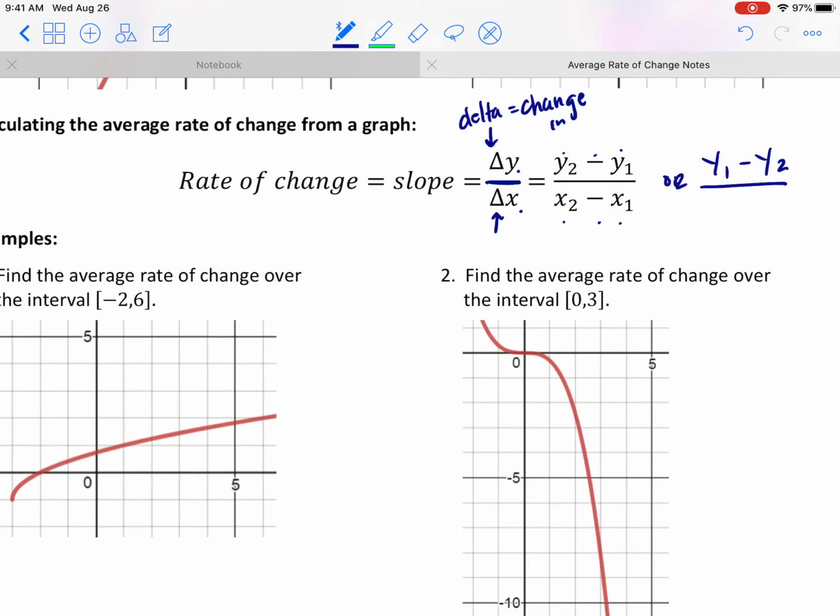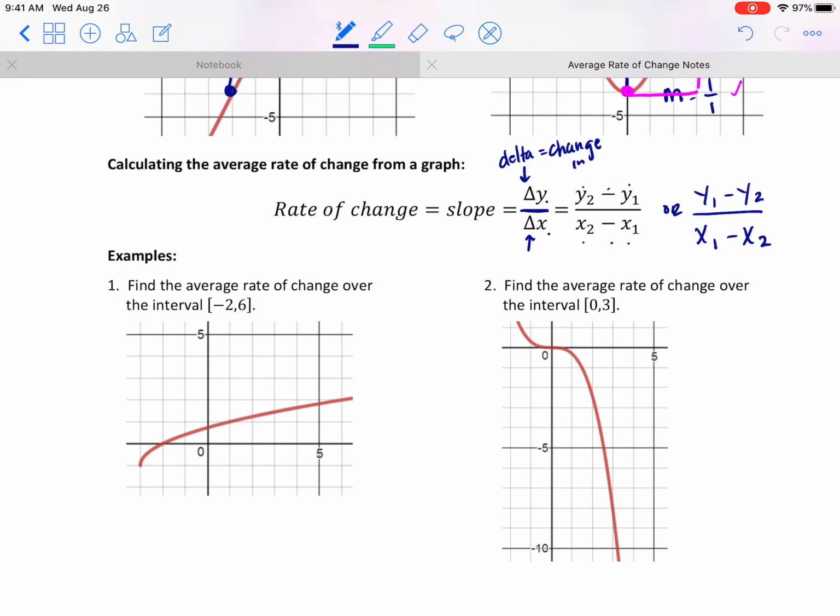But if you're going to take the first y value on the top of the fraction, then make sure you take the first x value on the bottom. As long as you're consistent with the order, it doesn't matter which way you go. So hopefully that looks familiar. We're just calculating slope: subtracting two y values, subtracting two x values, and then leaving it as a reduced fraction if it doesn't divide to a whole number, simplifying that fraction if possible.